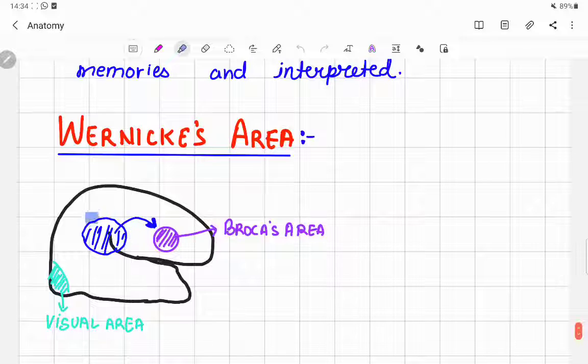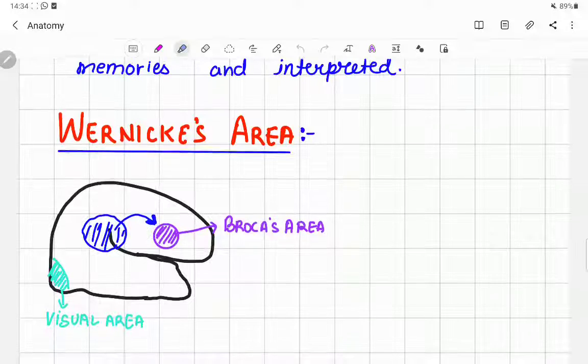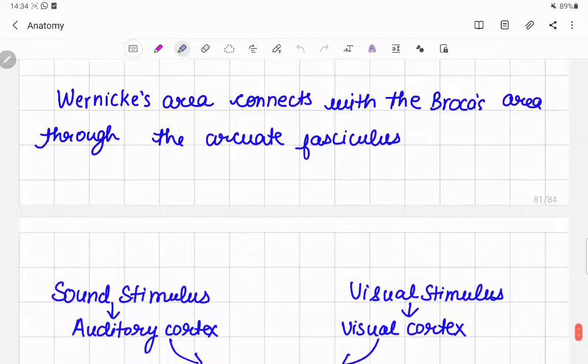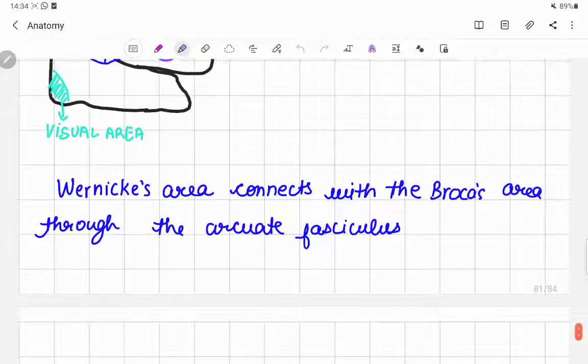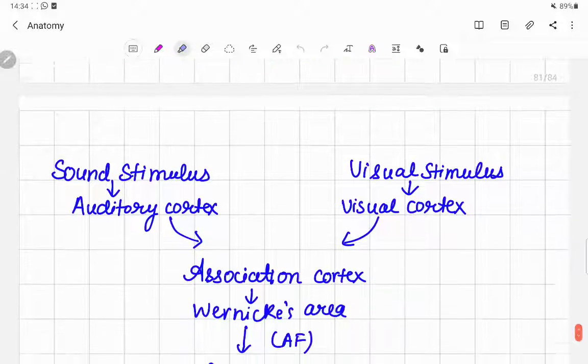Wernicke's area is located here at the boundary of the lateral sulcus, or the sylvian fissure, and we have already talked about in the first part that Wernicke's area also connects with Broca's area. Wernicke's area connects with Broca's area through the arcuate fasciculus. We have already seen this in the first part. Now let us see the mechanism.